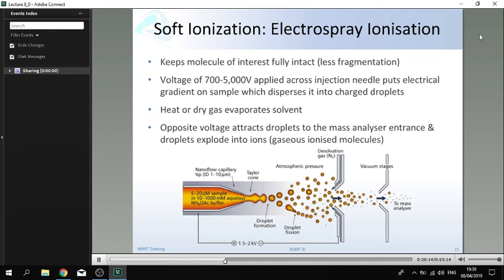electrospray ionization. Electrospray ionization, unlike the one that we mentioned before, keeps the molecule of interest fully intact, so it doesn't really fragment our proteins. The way it works, the sample is introduced through an injection needle as a liquid, and as it goes through, the needle is charged, and the voltage that is applied across the needle puts an electrical gradient on the sample, and then the sample disperses into charged droplets, as you can see here. So we have now our sample inside the charged droplet.